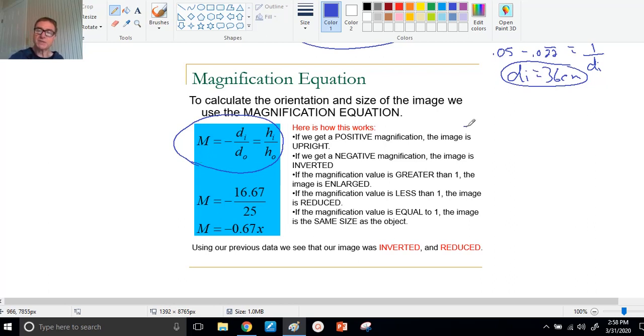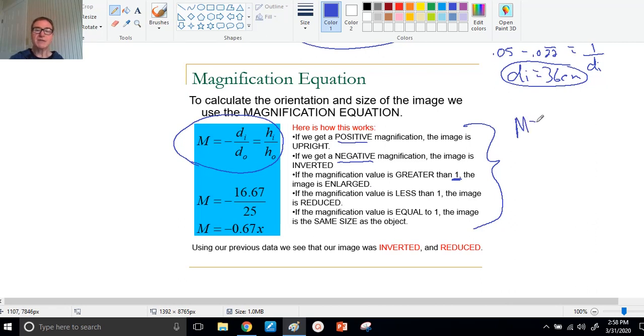And here are the rules that you can use to figure that out. If we end up with a positive magnification, the image is upright. If we end up with a negative magnification, the image is inverted or upside down. If the magnification is greater than 1, it's enlarged. If the magnification is less than 1, it's smaller or reduced. If it's equal to 1, it's the same size. So let's see what we get.